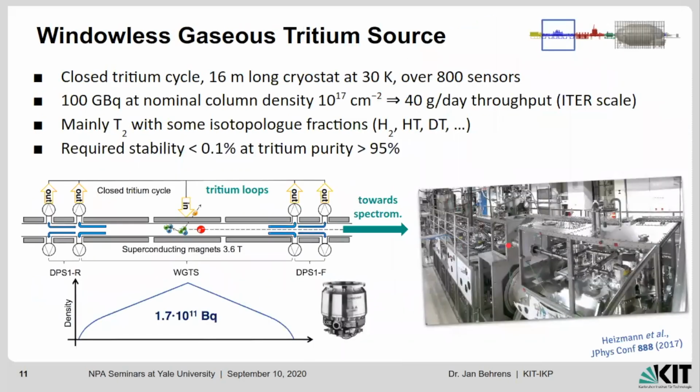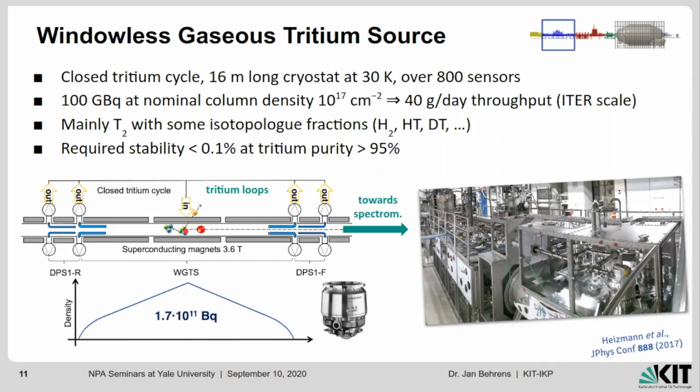Now let's quickly go over a few components. The windowless gaseous tritium source, as I already explained, is a windowless source which has a closed tritium cycle where tritium is continuously injected in the center and then pumped out at the end. And in this tritium loop, the tritium is also purified so that we can achieve a stable tritium purity of better than 95% and also a good stability of both temperature and source activity on the 0.1% level.